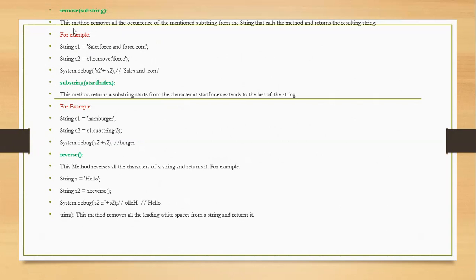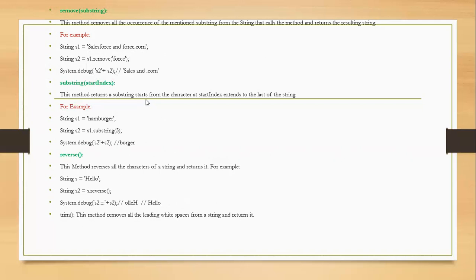Next, remove. This method removes all occurrences of the mentioned substring from the string that is calling the method and returns the resulting string. For example, string s1 is equal to 'Salesforce and the first.com', string s2 is equal to s1.remove('the first'), System.debug(s2).